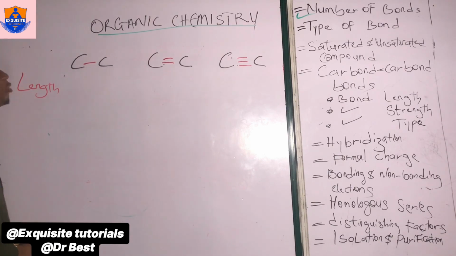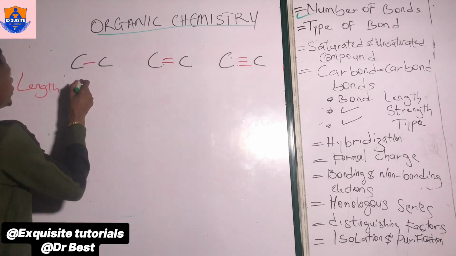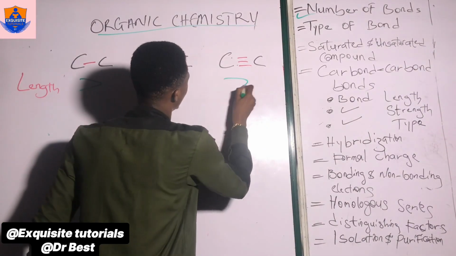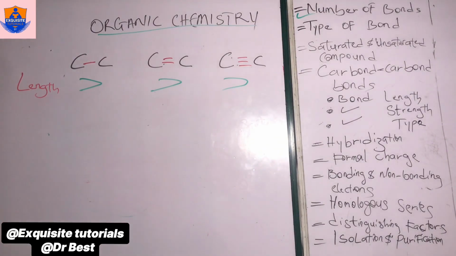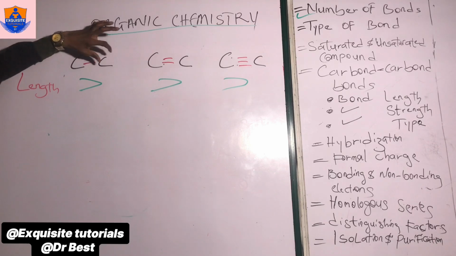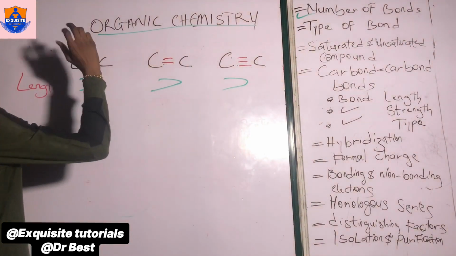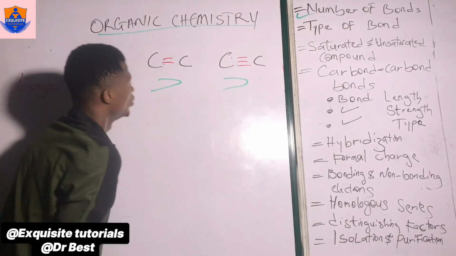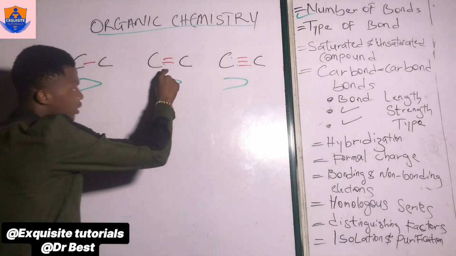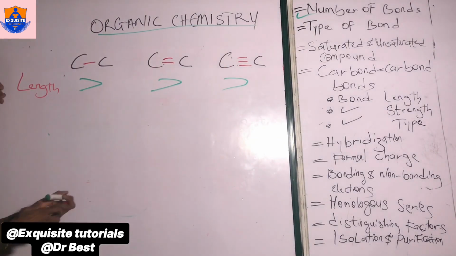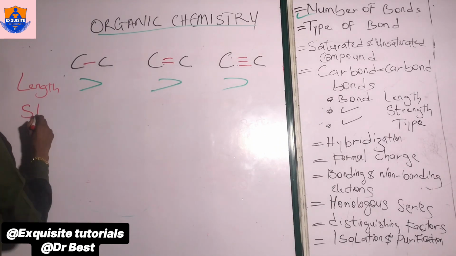Carbon bond, the order of bond length is this way. It means that single bond has the highest bond length, followed by double bond, followed by triple bond. So the bond length is in this order: single, double, triple. So this bond is longer than this bond, while this bond is longer than this bond. That's all when we talk about bond length. Now let's go to strength.